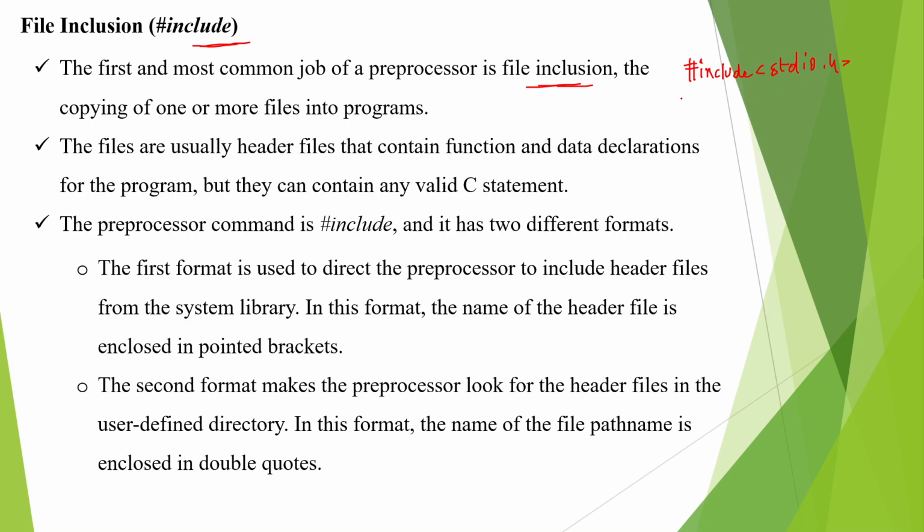The preprocessor command is hash include, and it has two different formats: one when you are including the header files, and one when you are including user defined files. It is also possible to attach other C related files or user defined header files to your program. Not just the predefined header files, you can also create your own header files, keep them in your desired location on your computer, and attach those to your program as well. So the concept is very simple here.